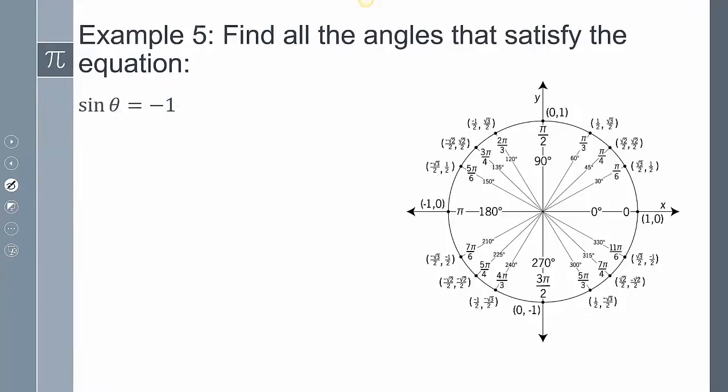Where is my sine of theta negative 1? So looking at my y, well, it's positive 1 here, it's negative 1 here. So theta is going to equal 3 pi halves.